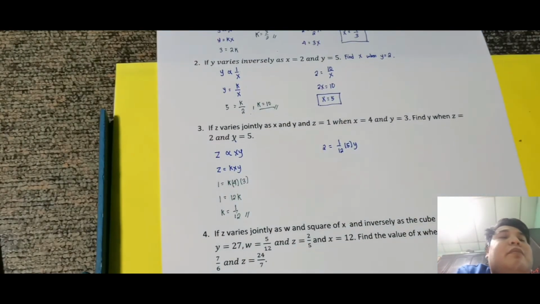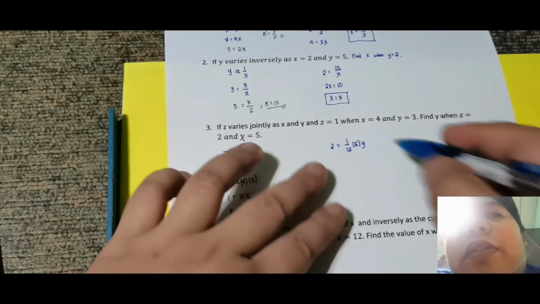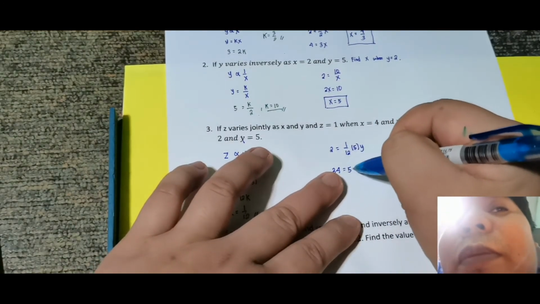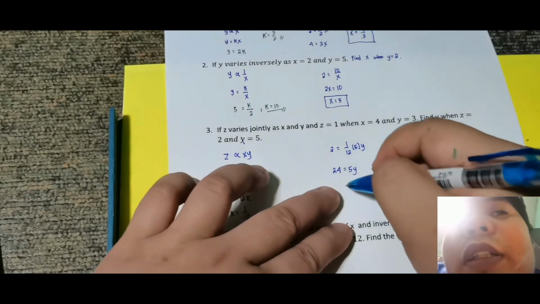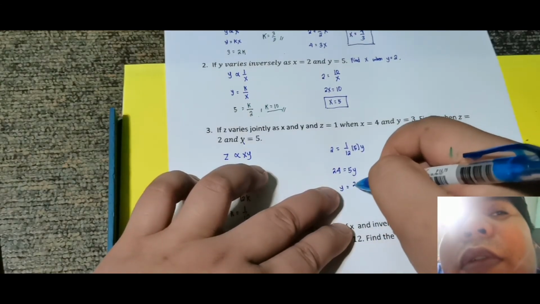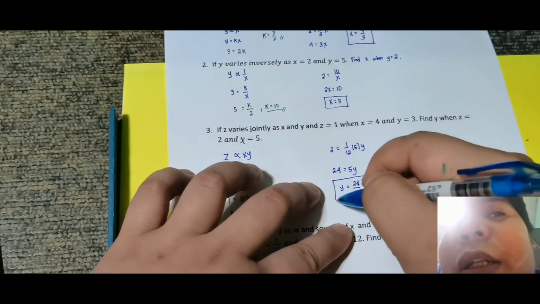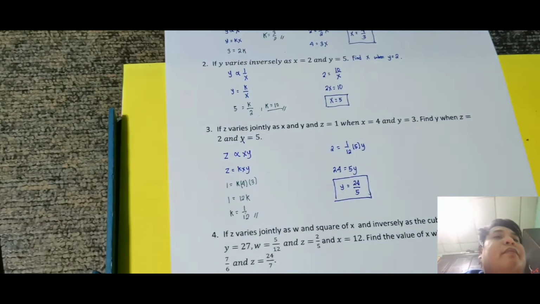Okay, next cross multiply lang muna. That is 24, which is equal sa 5y. Then divide both sides by 5. Therefore, y is equal to 24 over 5. And that is the value of y.